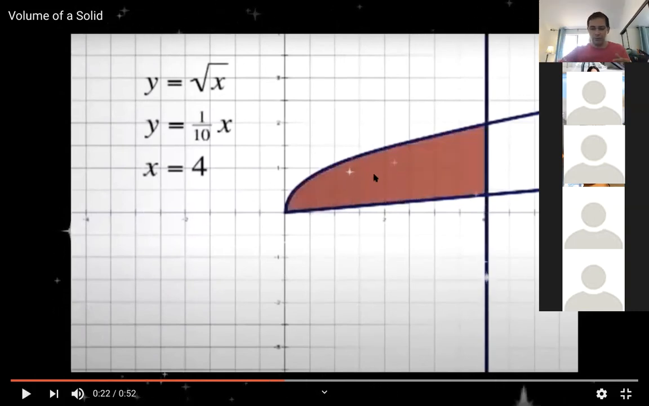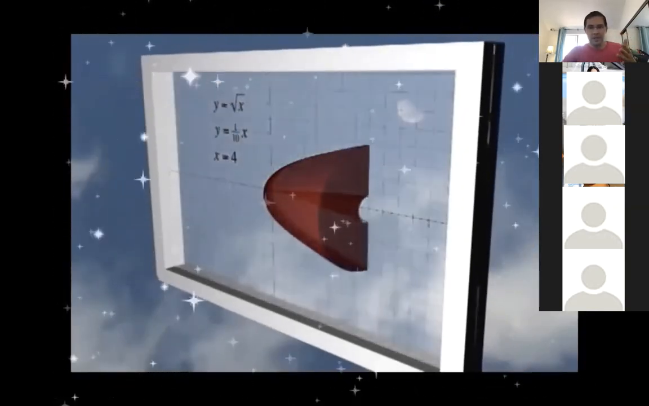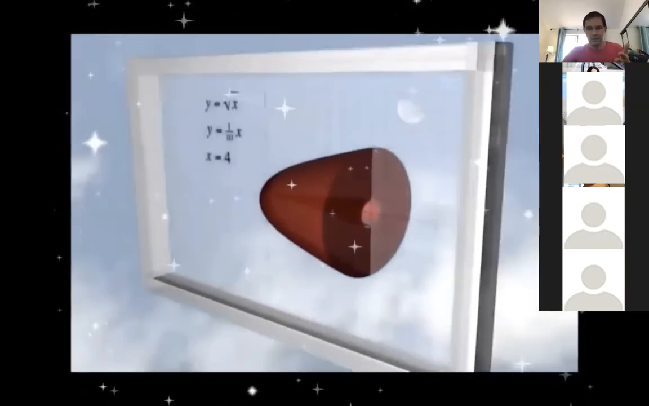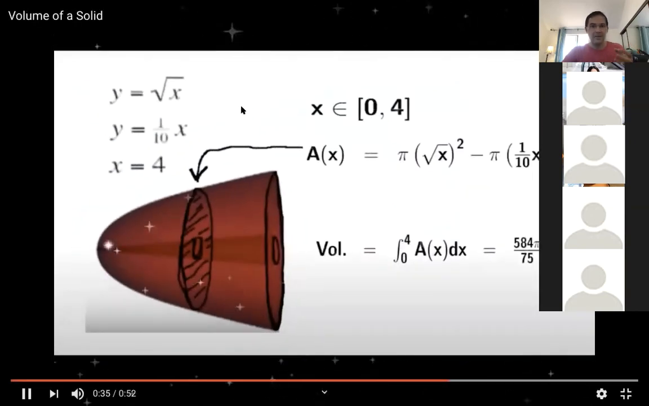And now what I want to do, I have this region, I want to do the revolution about the x-axis. So for now, this is a region, but when I do the rotation about the x-axis, I'll get a 3-dimensional solid that looks something like this. I don't know the name of this shape, but now let's compute very quickly the volume of this thing.